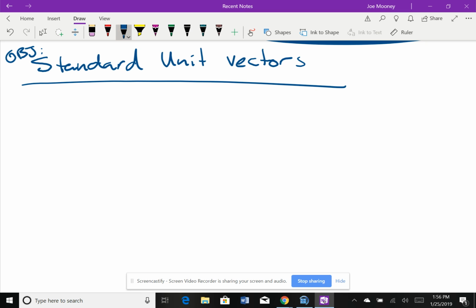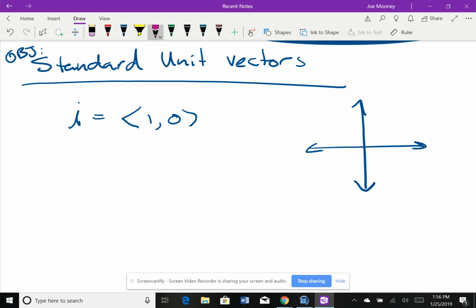So the unit vector i is 1 unit to the right and 0 units up. So it looks like this. Right, on an origin there, it's 1 unit to the right and 0 up. There it is. That's the unit vector i.